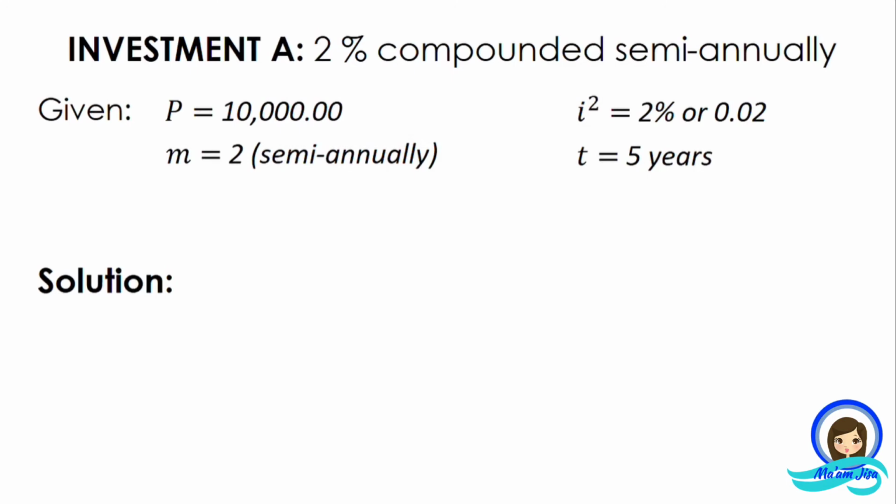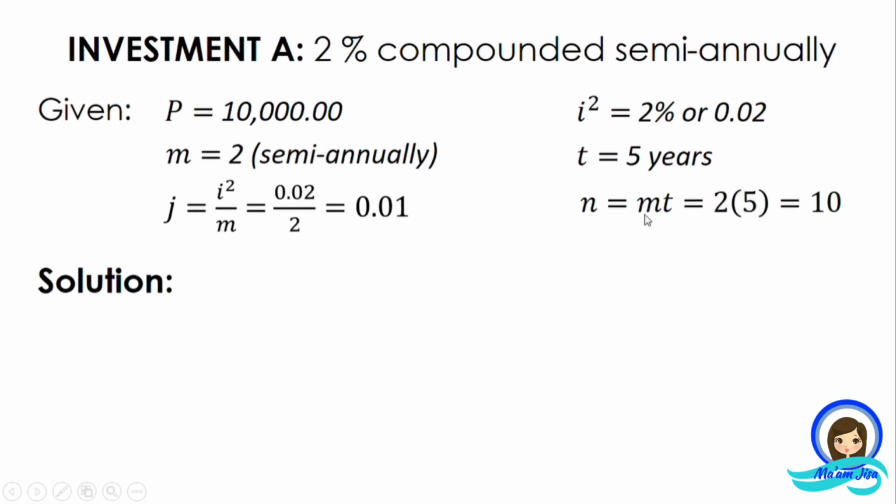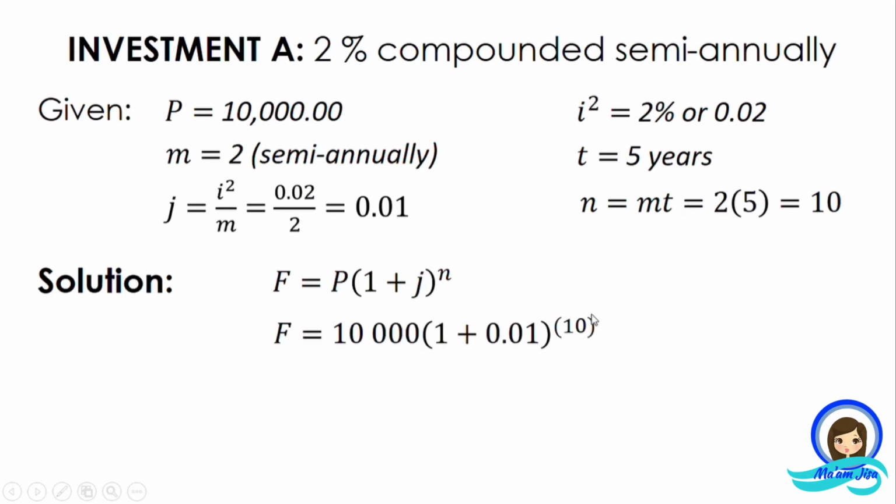So for investment A, I will use the first formula. I will have to solve J first. J is the rate per conversion period, and it is solved by dividing the nominal rate by the frequency of conversion. So we have 0.02 over 2, and that is equivalent to 0.01. The total number of conversion periods is solved by multiplying the frequency of conversion, 2, and the term, 5 years. So that's 2 times 5. It is therefore 10.